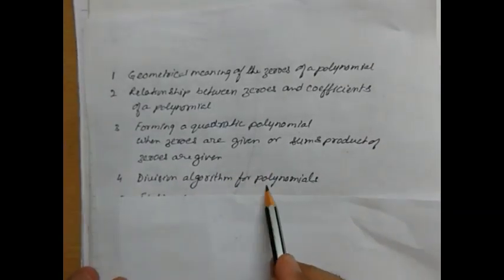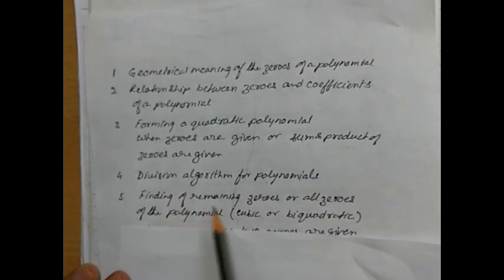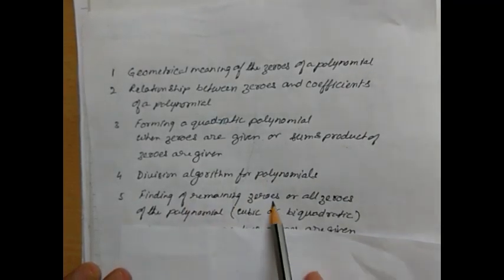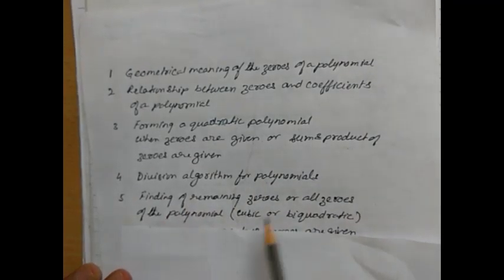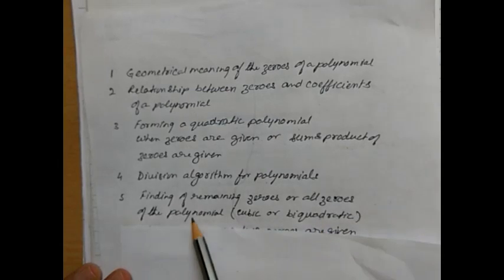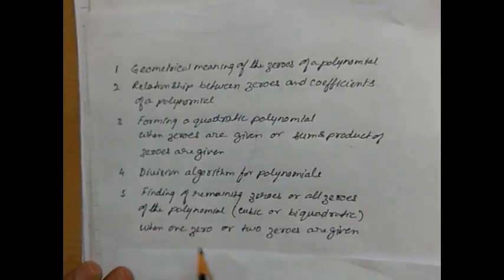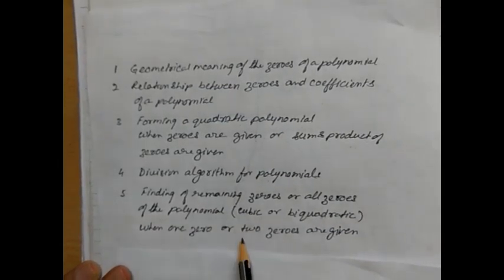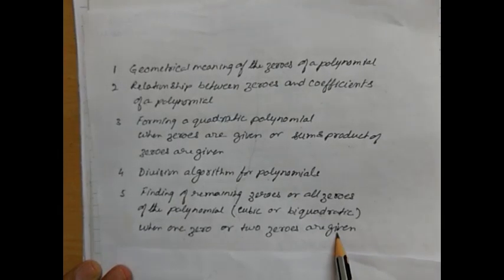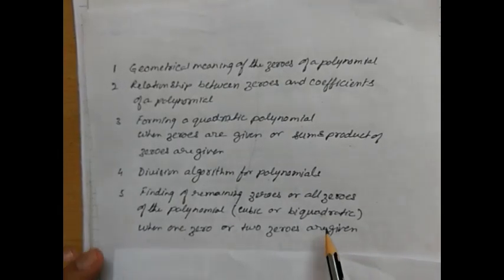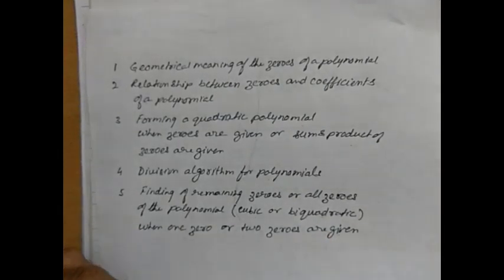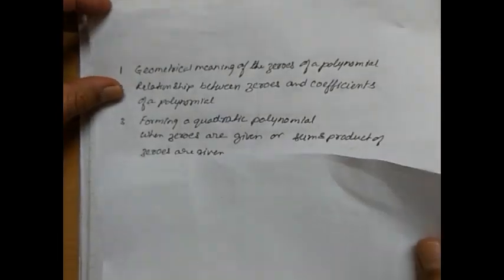Division algorithm for a polynomial, and finding the remaining zeros or all zeros of the cubic or biquadratic polynomial when one zero is given or two zeros are given. So this all we have done in this chapter. This is the last session of this chapter, polynomials.